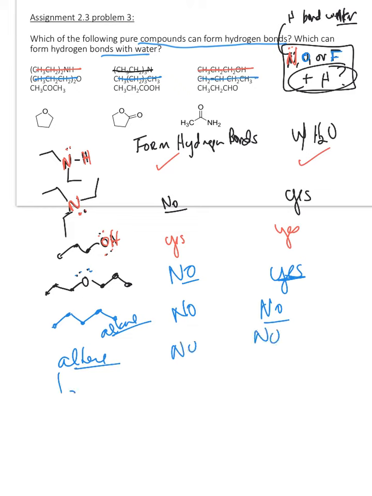Okay, we have an oxygen here. If you draw the Lewis structure, you'd see that this is acetone, and it's a ketone. So it has an oxygen, but it does not have a hydrogen. So no, it cannot hydrogen bond with itself, but it can with water. And the next one is a carboxylic acid.